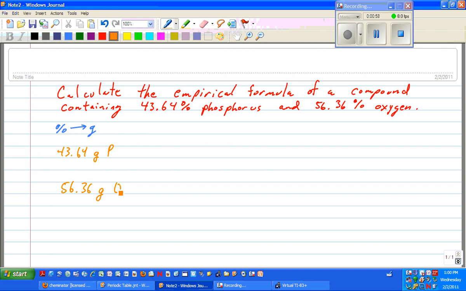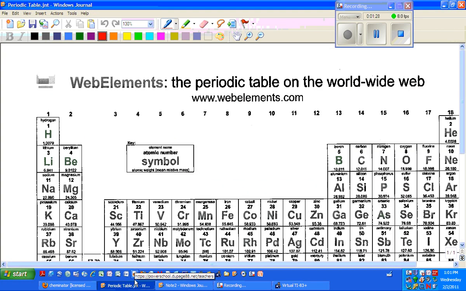The second step is to convert grams to moles. What we'll need to do is look up our molar masses on the periodic table. So let's get ready to do that. We know that one mole will go on the top of each of these, and then grams will go on the bottom, and those grams we will look up on the periodic table.